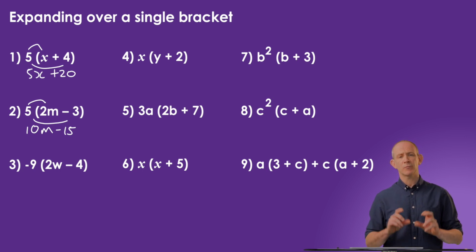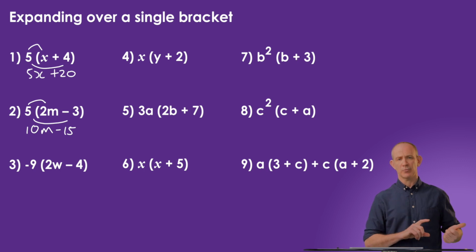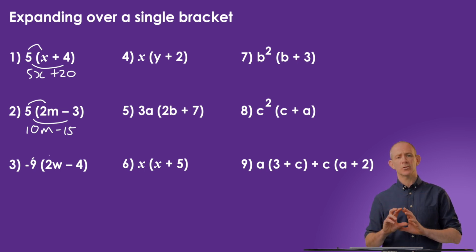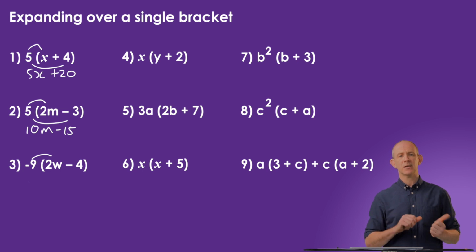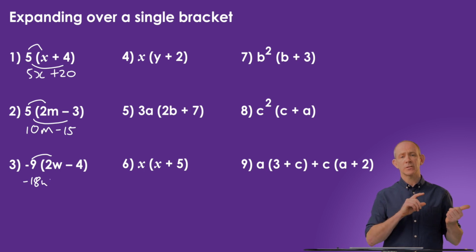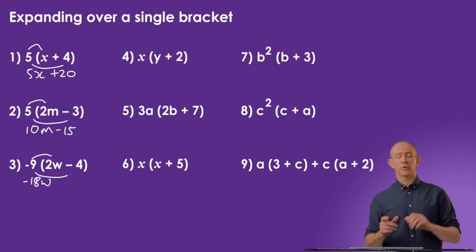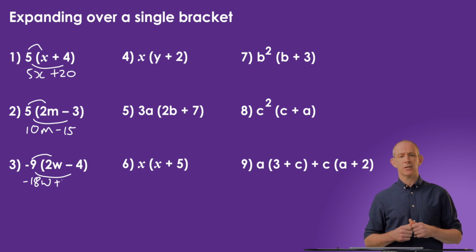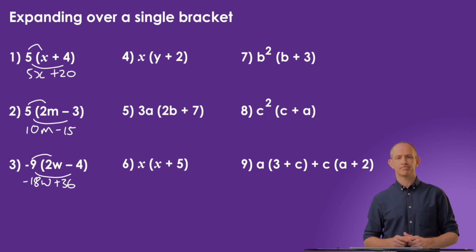In question number 3, we've got a negative number outside of the brackets. So negative 9 times the first term, which is 2w, is going to be negative 18w, a negative times a positive. And then we've got negative 9 times negative 4. Negative times a negative gives a positive. Well, 9 times 4 is 36, and it's going to be positive 36. So we have negative 18w plus 36.